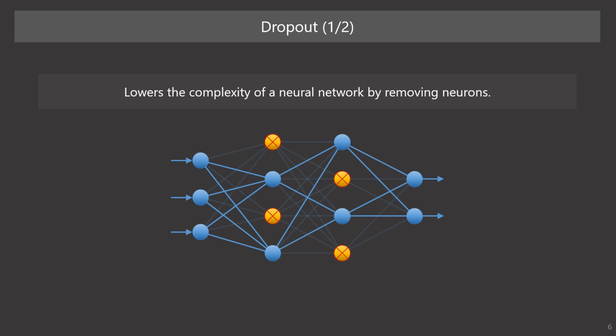The neurons to be removed are randomly selected for each epoch. So, probabilistically, every neuron in the middle layers has the same probability of being removed. The probability that each neuron in the middle layer will be removed is called the dropout rate. Usually, we set the dropout rate to 0.5.